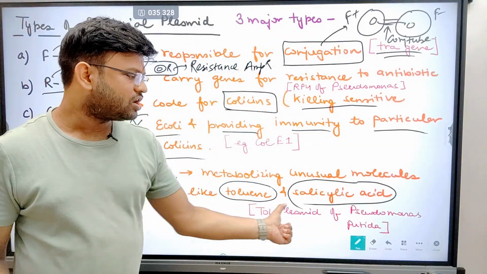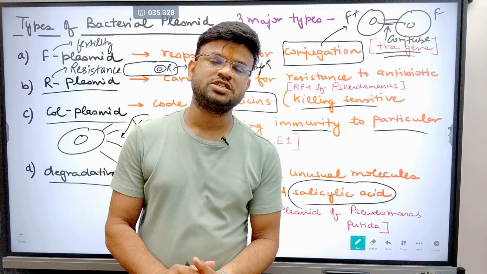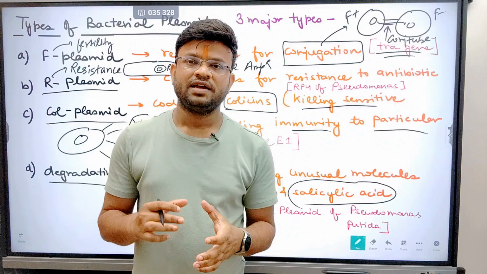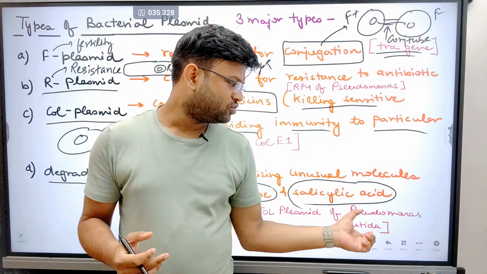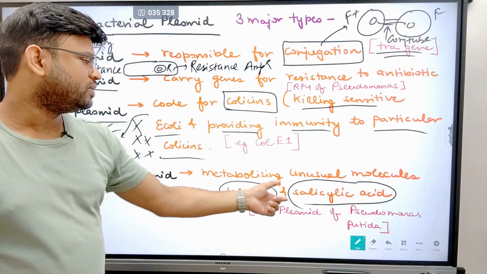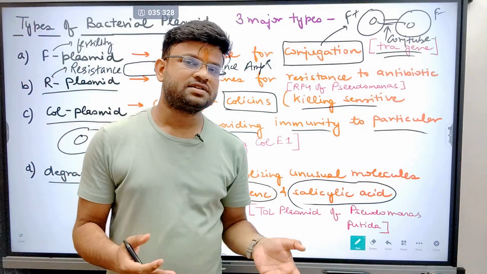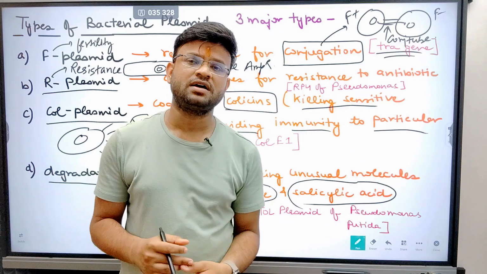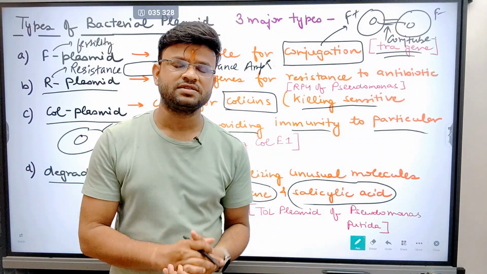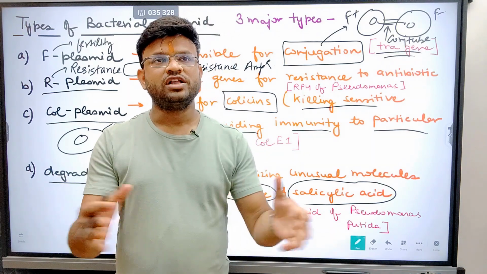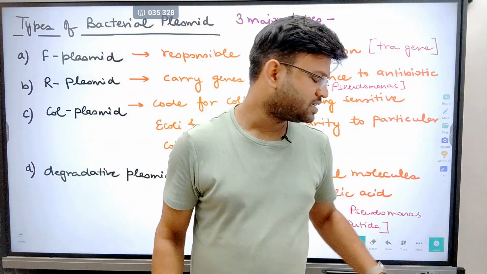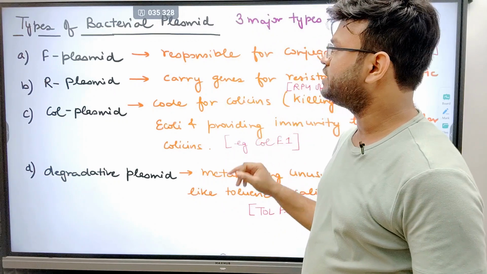The example is the TOL plasmid, and it is seen in Pseudomonas putida. Pseudomonas putida has this TOL plasmid, and it allows this Pseudomonas putida to feed upon the toluene and salicylic acid and thus degrade both of these. That is why it is also termed a super bug in some cases, so that the oil spillage can be cleared. Okay, so I believe you would have understood this type also, the degradative plasmid.